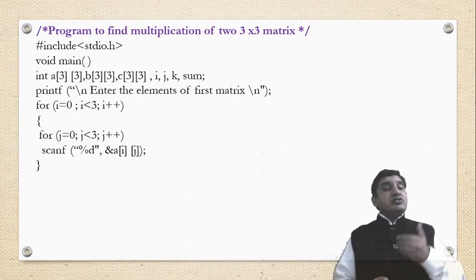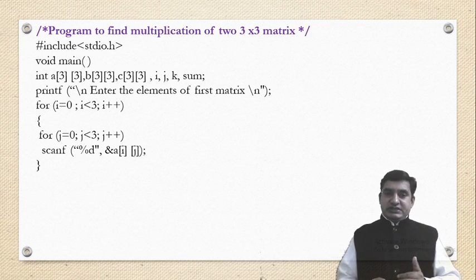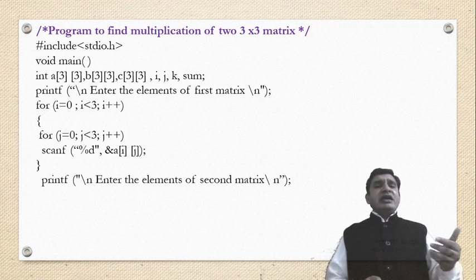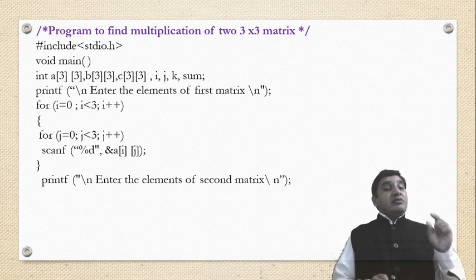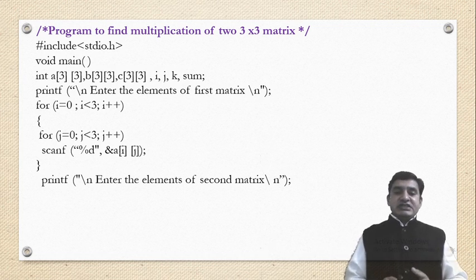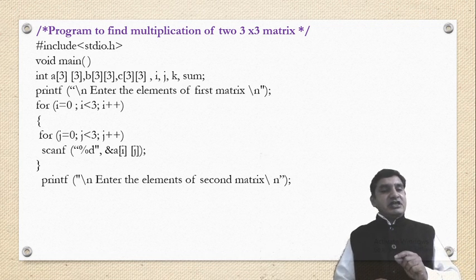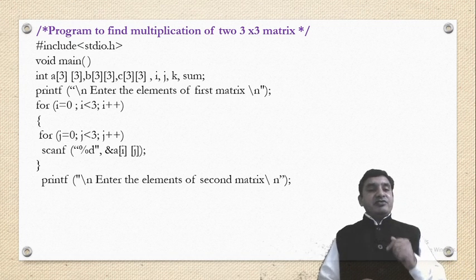Okay, so we use the two-dimensional array here. Now we have to enter the elements of a second matrix. The same procedure is carried out by using the printf function. The message displayed on the screen is "enter the elements of a second matrix", similar to the printf function for "enter the elements of a first matrix".